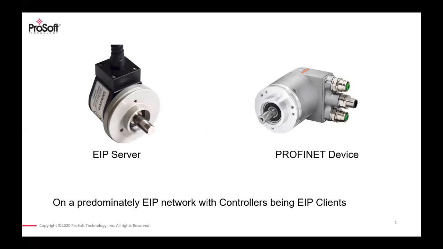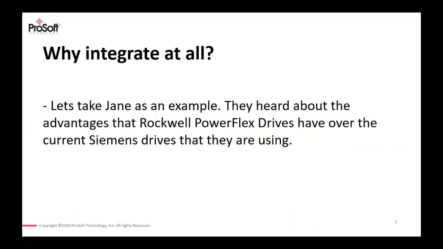The PROFINET encoder is a PROFINET device on a network that is predominantly EtherNet IP, in which the network controllers are actually EtherNet IP clients. So his problem is, how do I integrate my EtherNet IP clients, which are on a higher level, to my PROFINET devices, which are on a lower level? Now we're going to take a closer look at what solution we gave for Sally. But before we go into Sally, let's look at Jane.